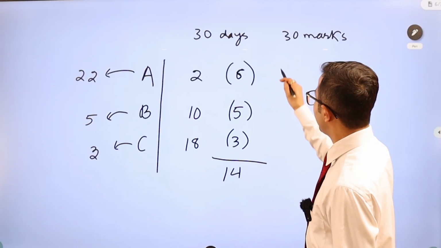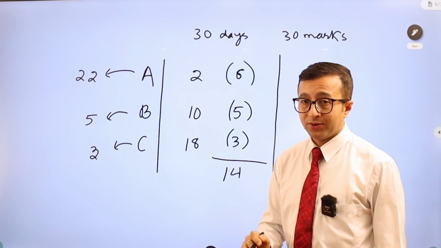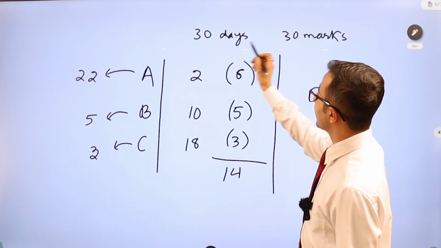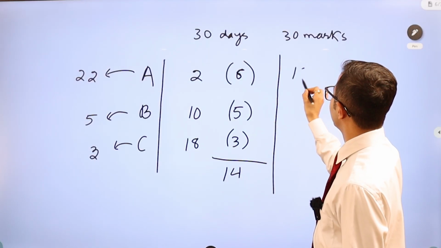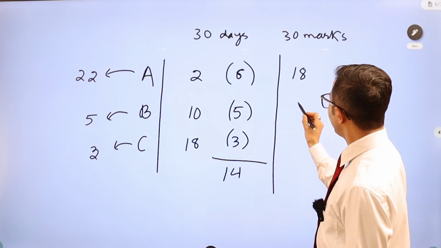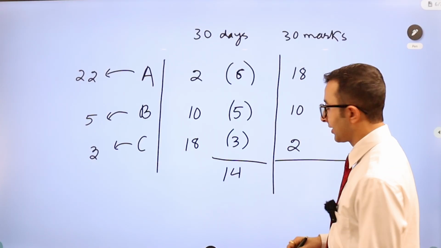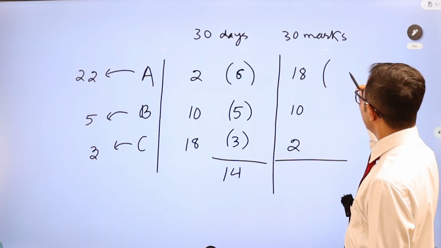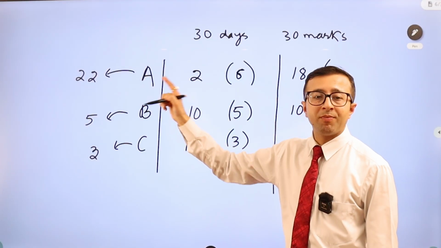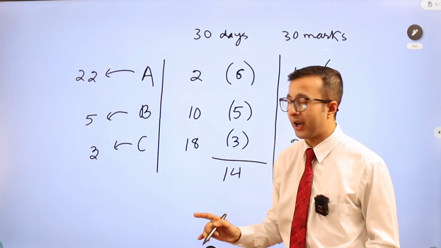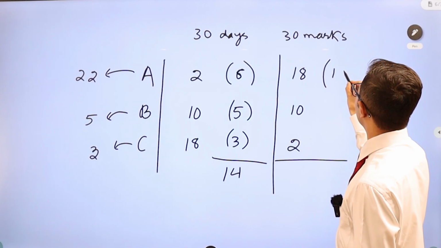Less than 50%. Suppose you have been given the number of days for chapter A as 18, for chapter B, let's say 10 days, and for chapter C you have given 2 days. Out of these 18 days, from the 22-marks chapter, you can at least score 15.